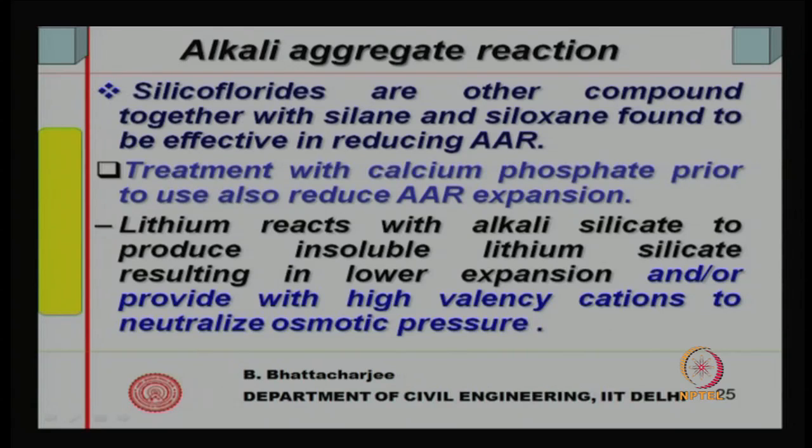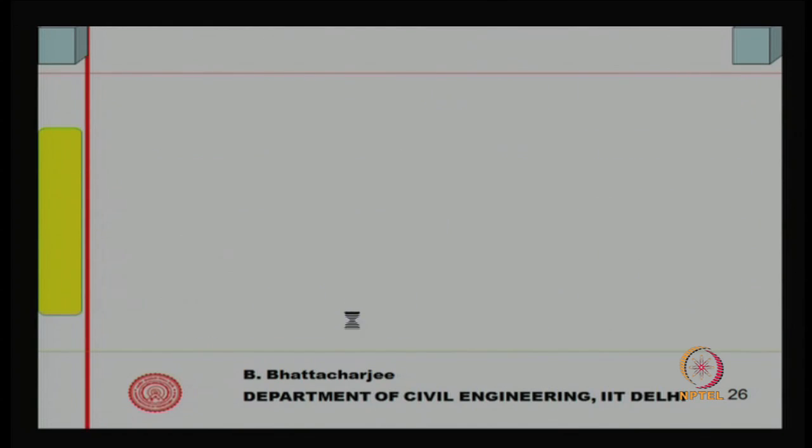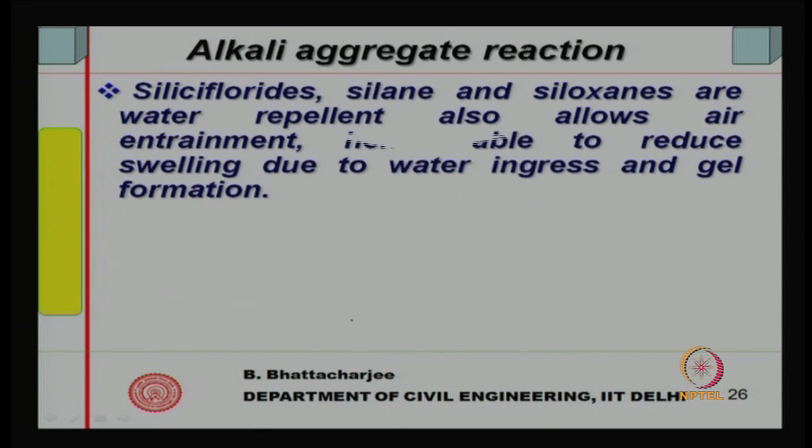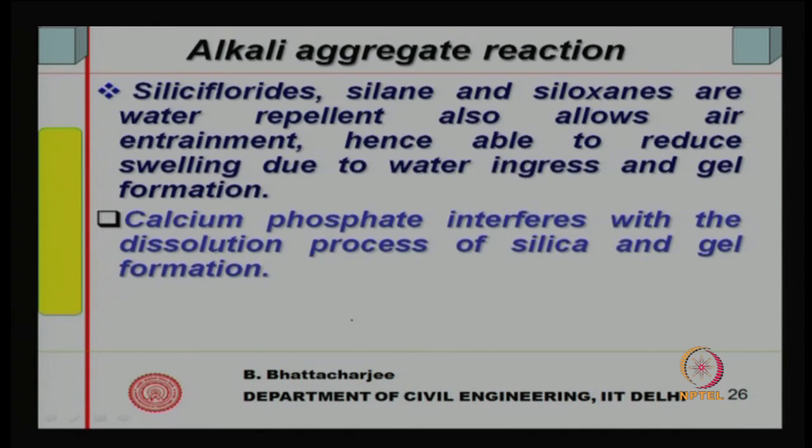As I told you, lithium reacts with alkali silicate to produce insoluble lithium silicate. So, this does not form gel and therefore gives lower expansion. And lithium in a second way provides high valency cations to neutralize the osmotic pressure, because the pressure which causes cracking has something to do with osmotic pressure in the system. We will discuss that sometime. So, that is how alkali aggregate reaction can be controlled by use of these alkali aggregate reaction inhibiting admixtures.